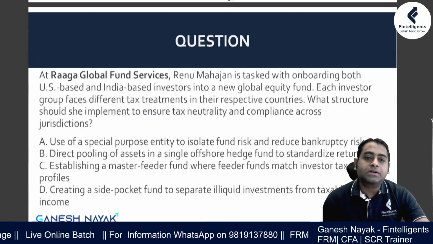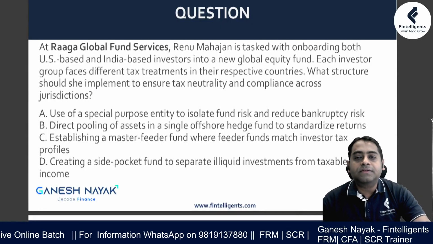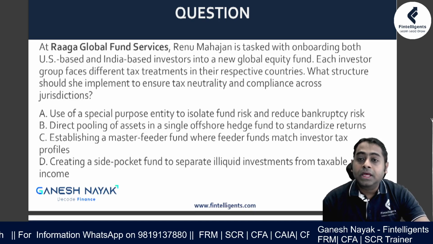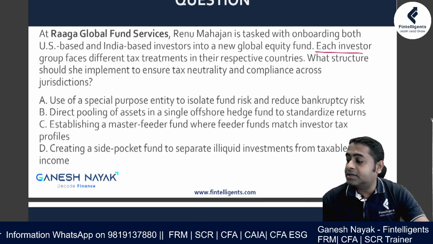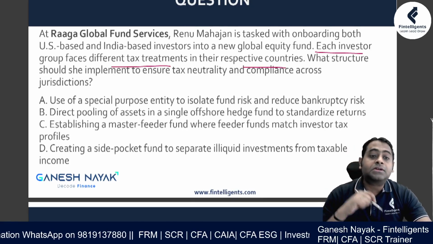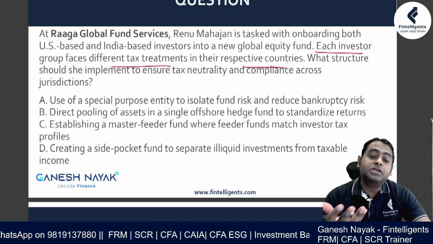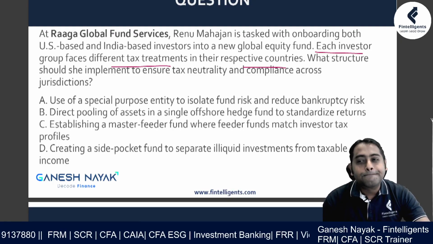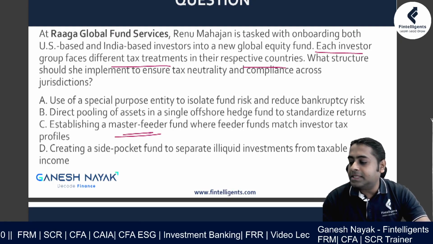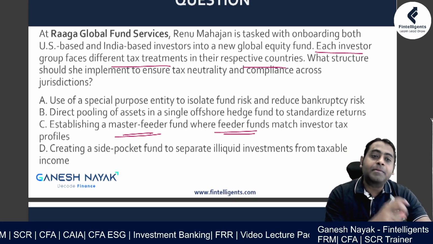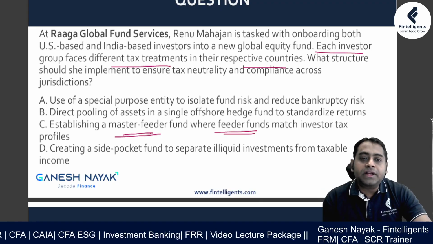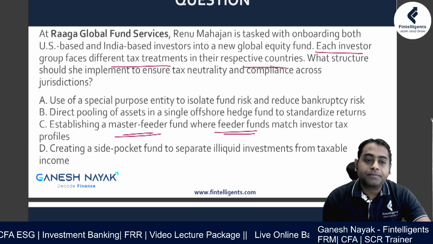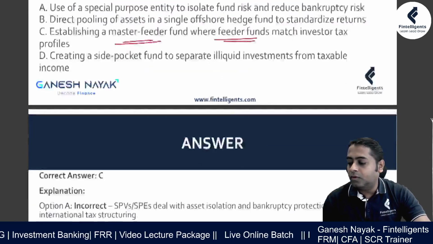Okay, let us look at the next question. At Raga Global Fund Services, Renu Mahajan is tasked with onboarding both US based and India based investors. Each investor group faces a different tax treatment in their country. What structure should she use? This is also easy. We just gave you the example, right? This is nothing but master fund and feeder fund. You can create a separate feeder fund for US investors, a separate feeder fund for other types of investors, and everything will go to a master fund, and from there the investment will happen. So the answer is C.